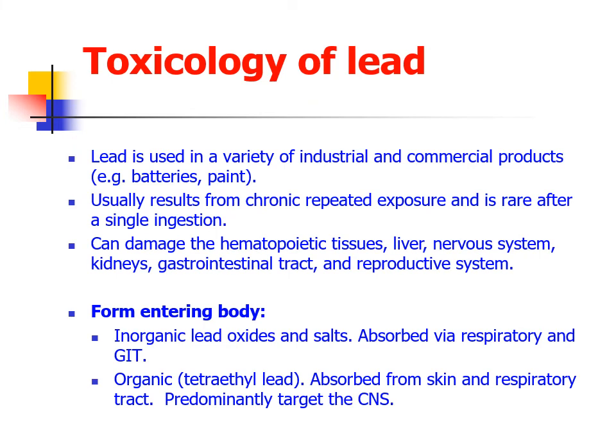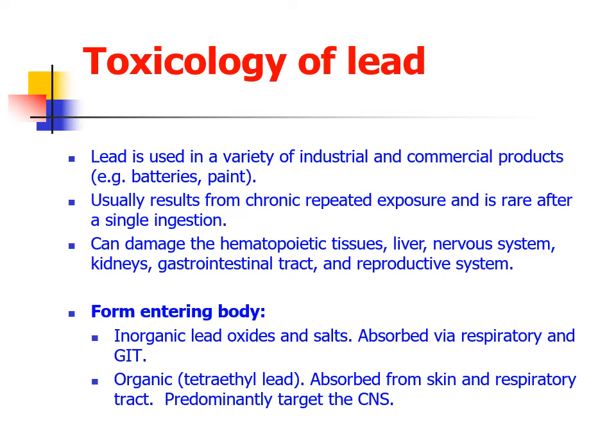Toxicology of lead. Lead is used in a variety of industrial and commercial products. It is used in batteries and in paint. Usually results from chronic repeated exposure and is rare after a single ingestion. So there is acute toxicity and there is chronic toxicity. Can damage many tissues and organs: hematopoietic tissue, liver, nervous system, kidneys, GI, and reproductive system.